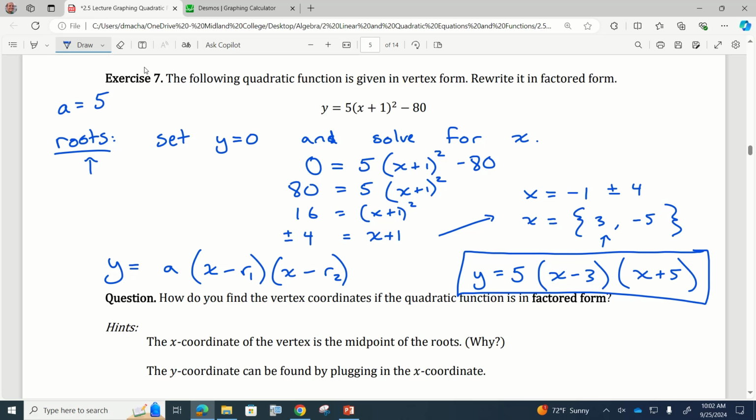The roots are the same as the zeros, right? The roots are the same as the zeros? Yes, the roots and the zeros are the same.